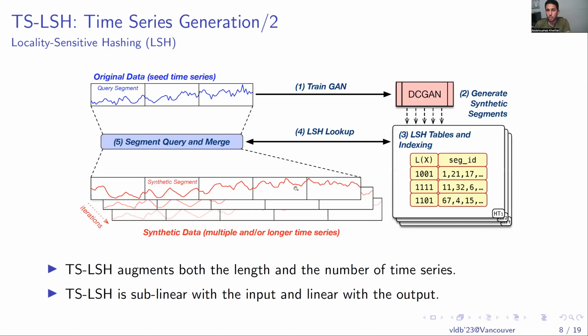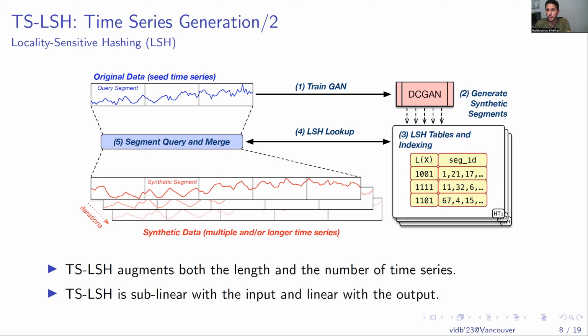This is indeed what we do using locality sensitive hashing, or LSH, where we use the GAN to generate a large number of synthetic segments, and then we store them into locality sensitive hashing tables where similar segments are stored in the same buckets. And then we do a lookup where we query the original segments into the synthetic segments in order to identify candidates that are fit to represent the original segments in the synthetic data. This helps us produce large volumes of time series data that are larger both in length and in number.